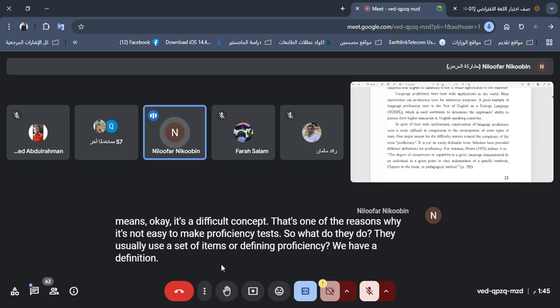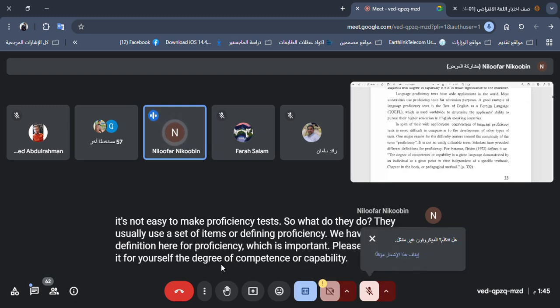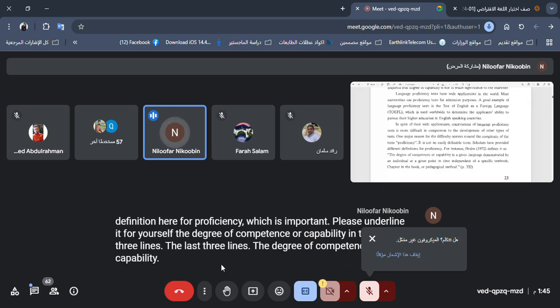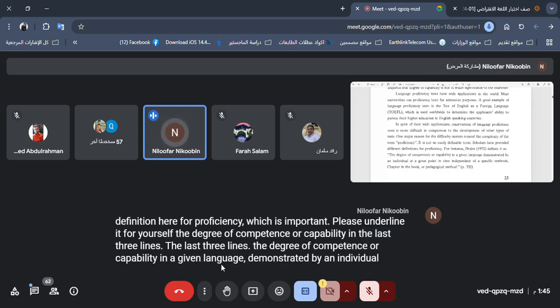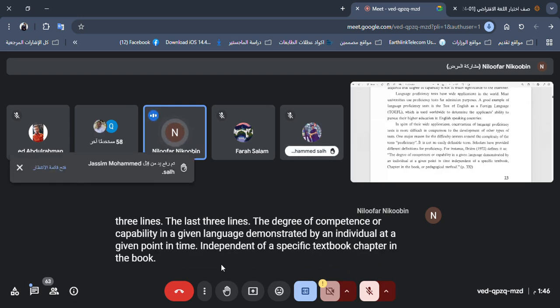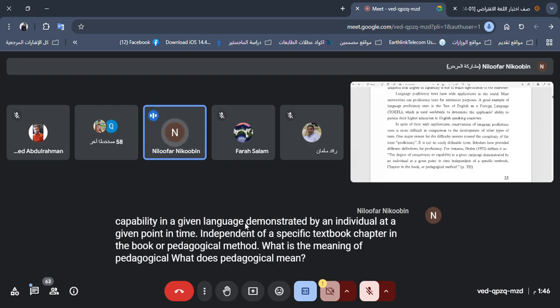We have a definition here for proficiency, which is important. Please underline it for yourself. The degree of competence or capability in the last three lines. The degree of competence or capability in a given language demonstrated by an individual at a given point in time, independent of a specific textbook, chapter in the book, or pedagogical method. What is the meaning of pedagogical? What does pedagogical mean?